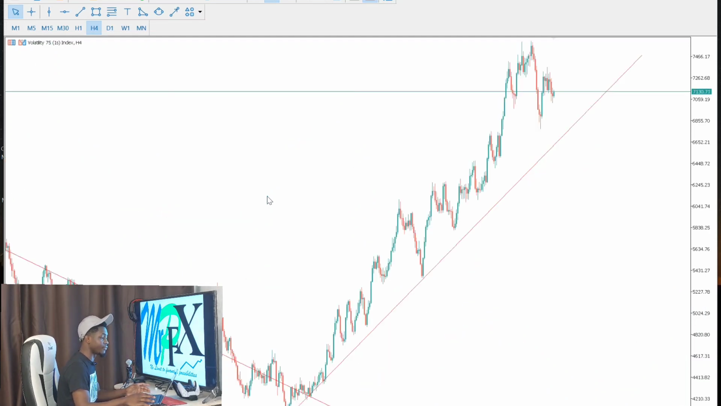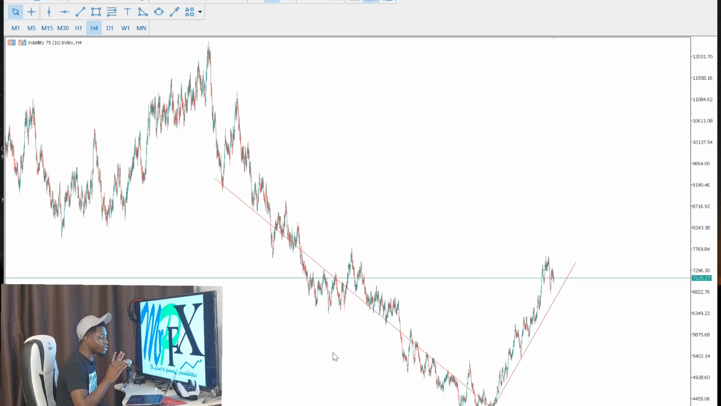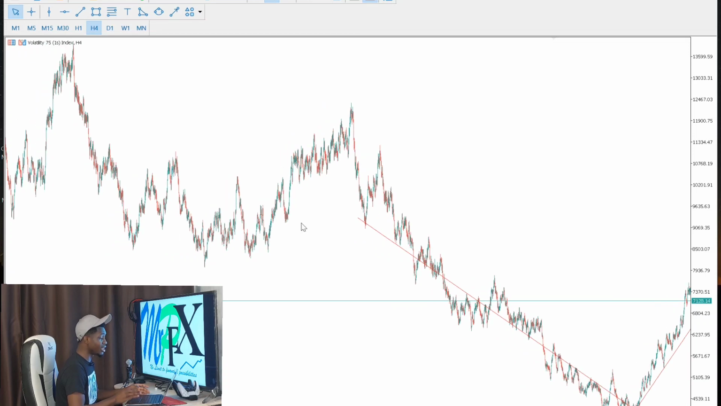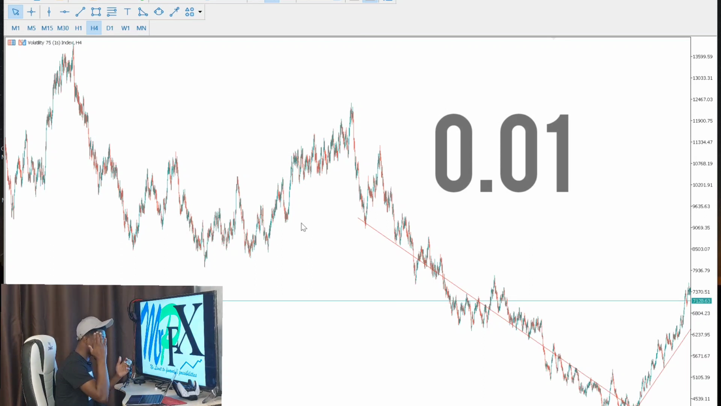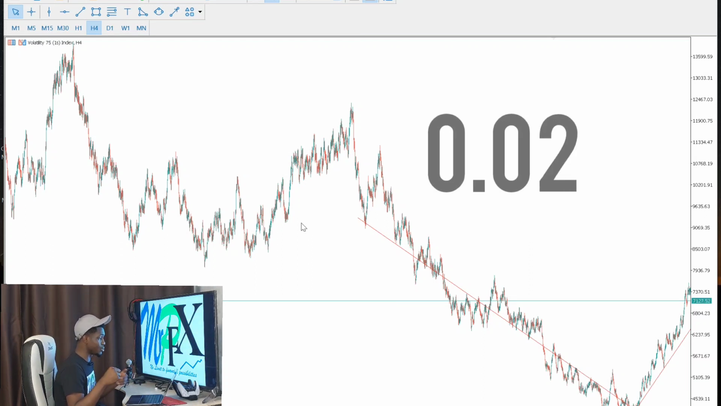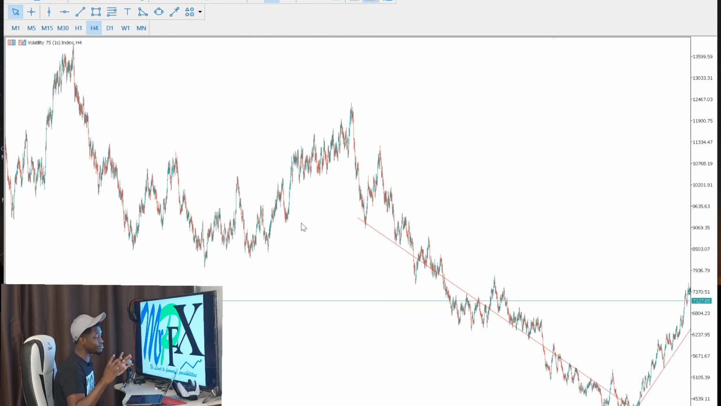Now let's check this now. If you notice, I'm having a line here and a line here. Look at this. What I'm trying to show you is that Volatility 75 1s is probably the most consistent chart on indices. It is just too consistent, apart from it using a really low margin of up to 0.01. Sometimes it increases to 0.02, sometimes 0.03, but over 90% of the time, it's always on 0.01.